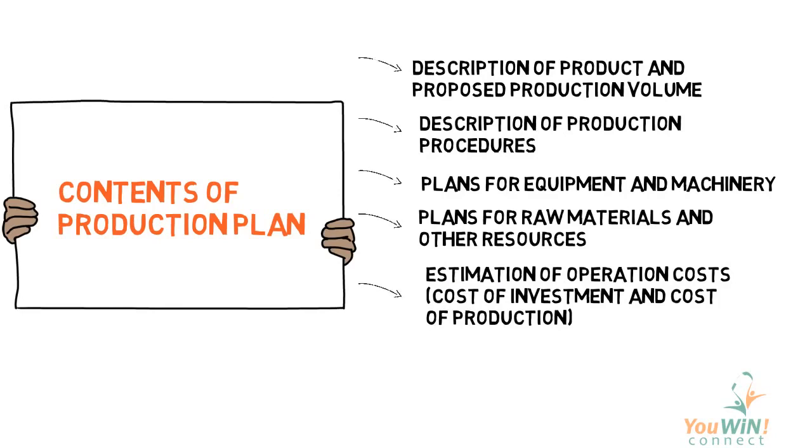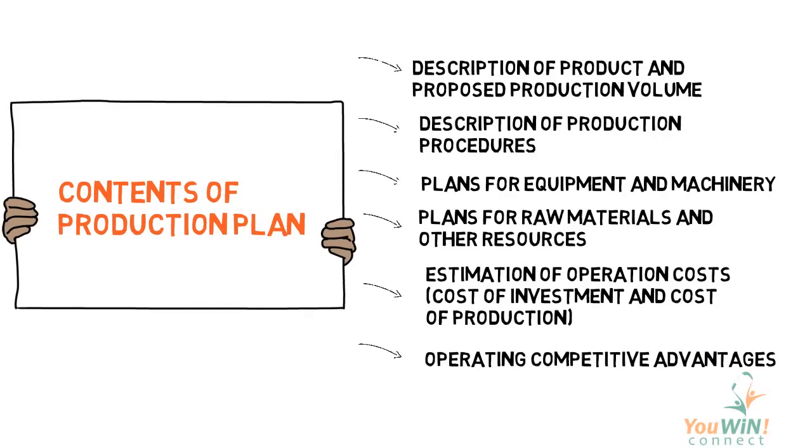And of course, the final thing to look at that forms the content of the production plan is the competitive advantages. This section describes the company's quality, product price, scale of production, technology, experiences, and the level of flexibility. Let's look at some of the parts that have been discussed above.